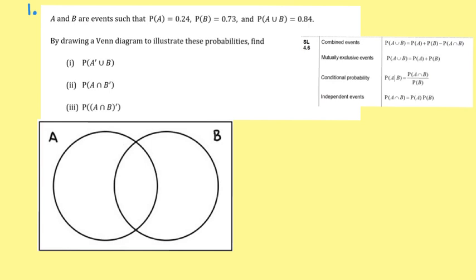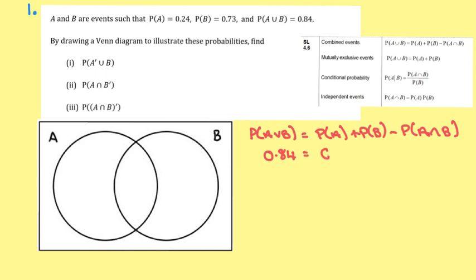The first thing we need to do is find the intersection, and we can do that by using the formula. The probability of A union B is equal to the probability of A plus the probability of B minus the probability of A intersection B. So let's put in what we know. We know that the A union B is 0.84. We know that the probability of A is 0.24. Probability of B is 0.73 minus the probability of A intersection B.